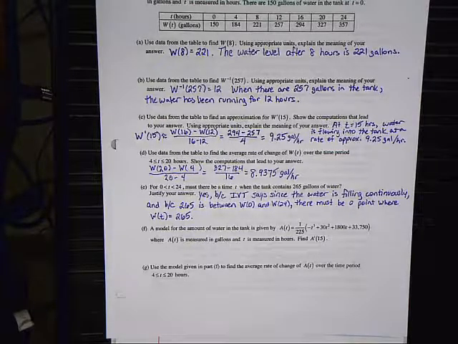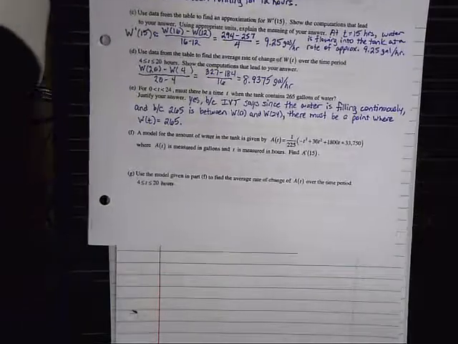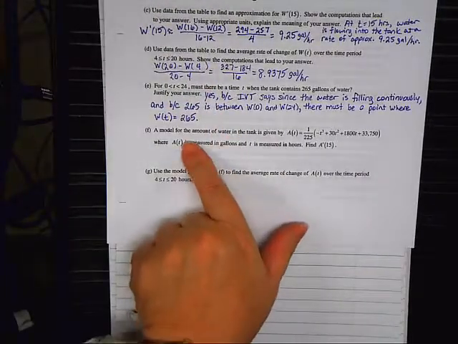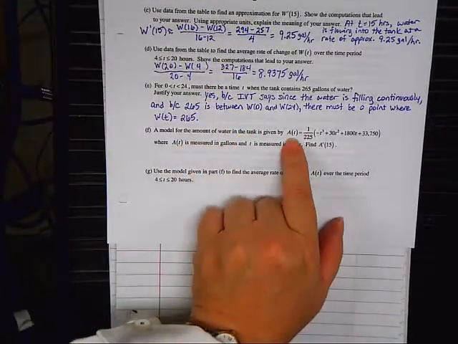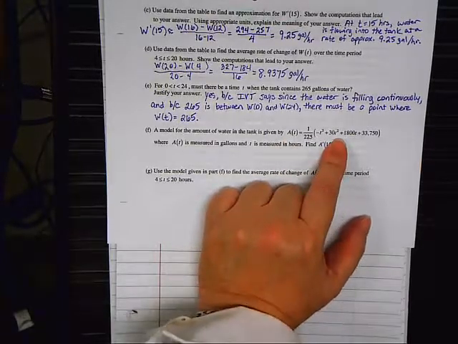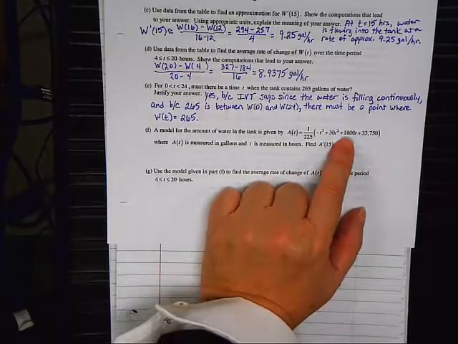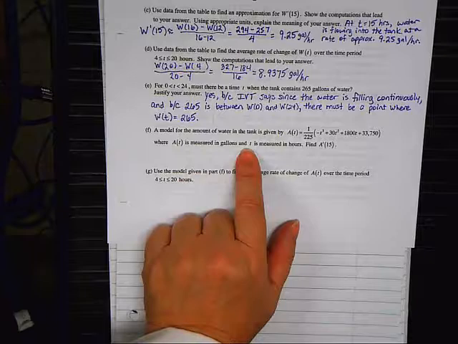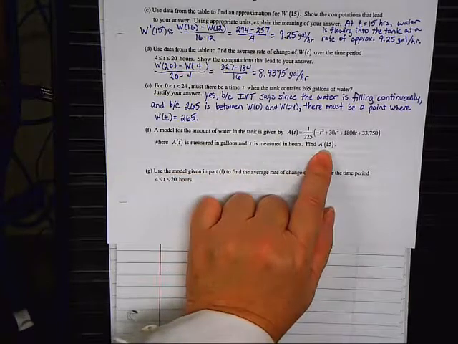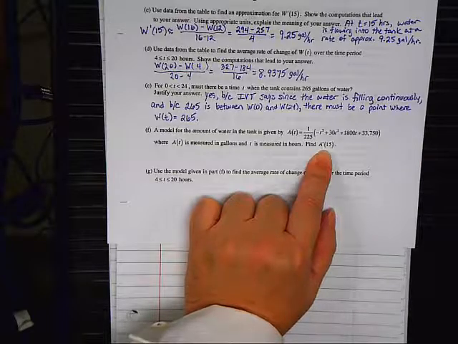Any questions? Well, now that you've got a model of that, it'd be a little easier to do it if you have another problem that's similar to it. Okay? Now, for F and G, we don't need the data table anymore. F says a model for the amount of water in the tank is given by this function. In other words, somebody took the data, put it in stat plot, and found a curve that fits it the best. This is the curve. Where A of T is measured in gallons and T is measured in hours, find A prime of 15. How do you do that?